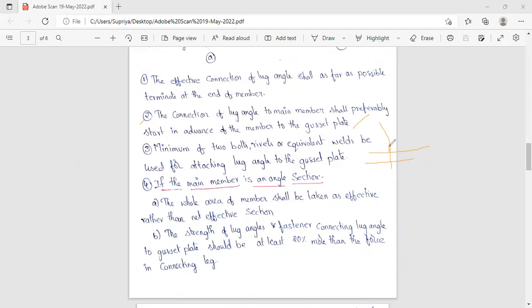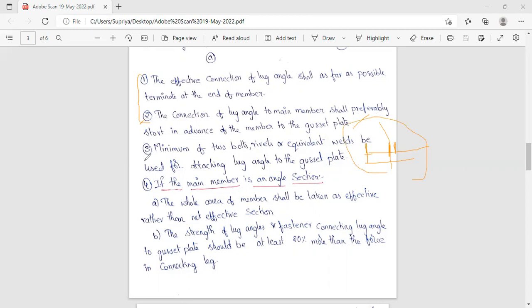So where the gusset plate starts, there we have to start the lug angle, a little earlier. In advance we have to start, but at the ending we have to end with the main member only. Okay, the first point and second point tell that.